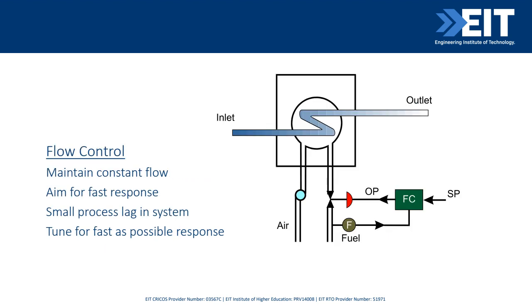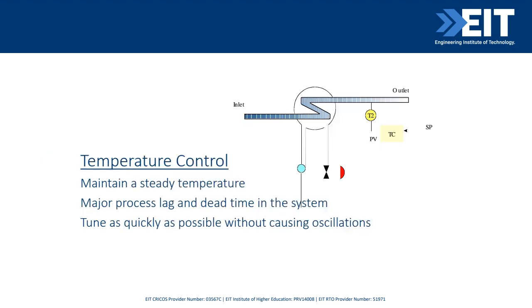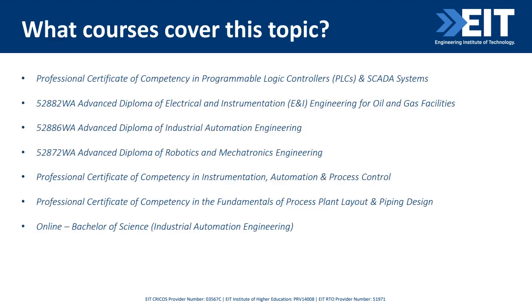Flow control we've spoken about. Here's flow control. Aim for fast response, no lag in this. Between changing the valve and measuring it, you shouldn't see any lag unless you've had your flow meter very far away from your control valve. And temperature control, unfortunately, lots of delay, major process lag, and dead time in the system. So you tune as quickly as possible without causing oscillations, and you'll be using PID control, not PI.